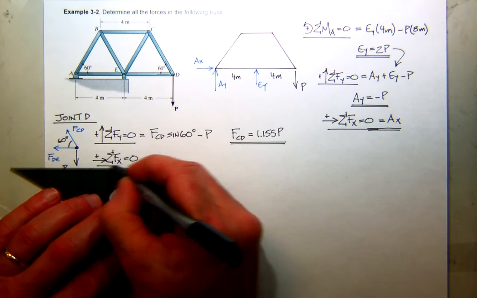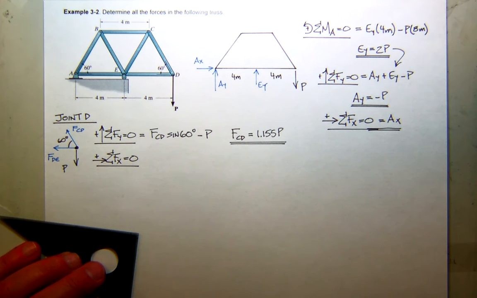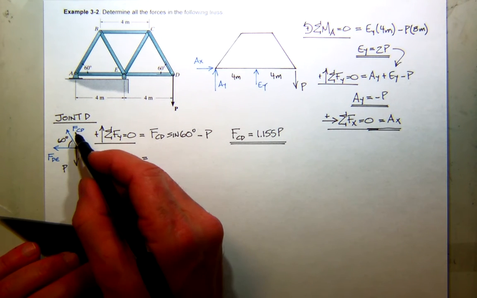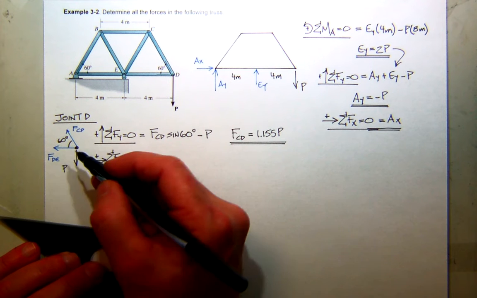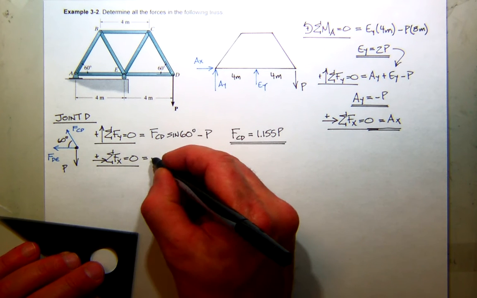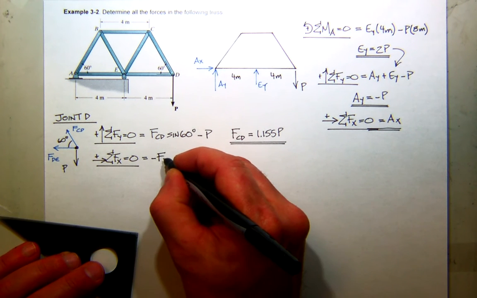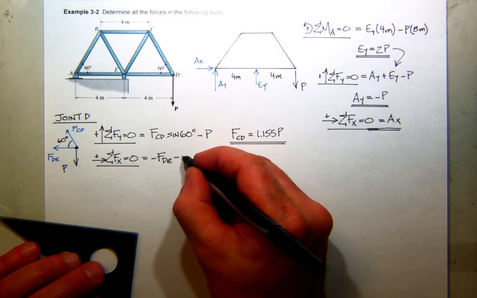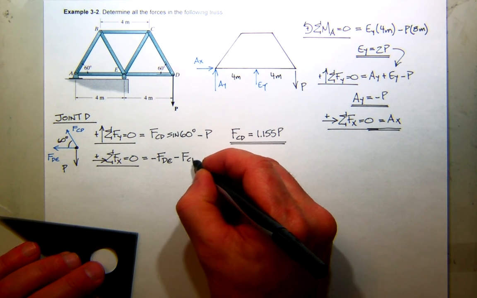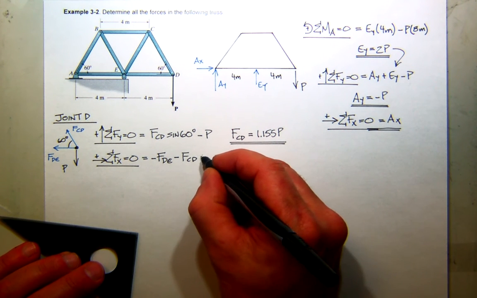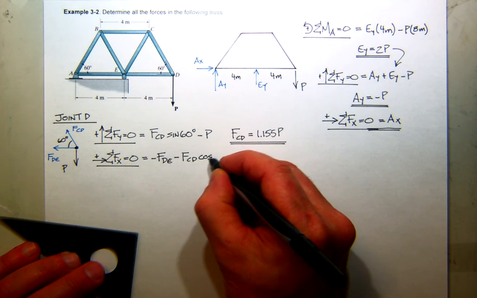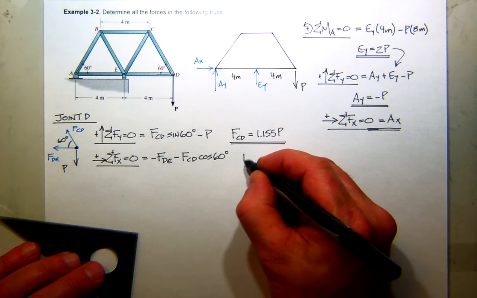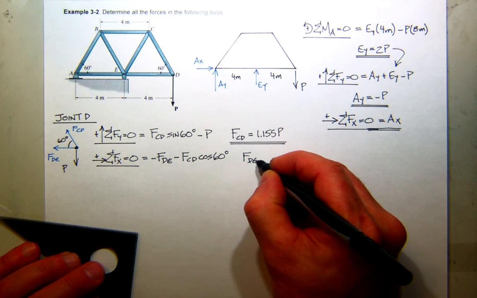And I should be able to solve for DE. So what do I have? Well, looking at my components, both of the components in the x direction are to the left, so they're going to be negative. So I'm going to get negative F_DE minus CD cosine 60. So I should be able to solve for the force in DE.